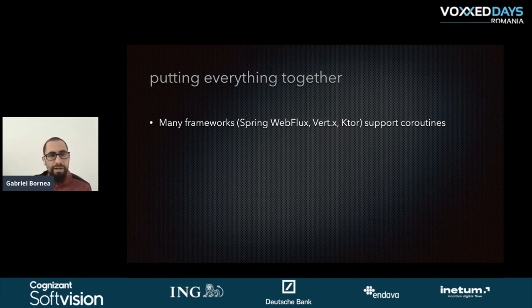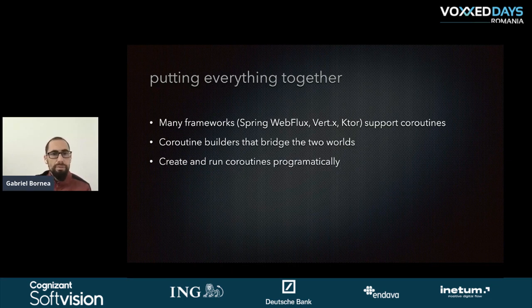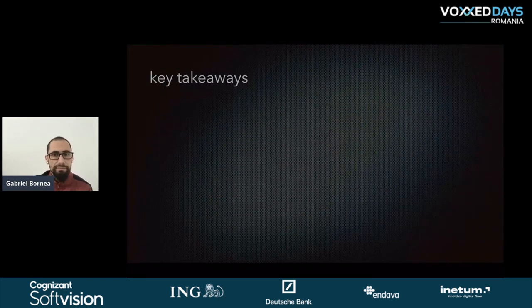Now, many frameworks already have support for suspend functions. Spring Framework has very good support. Vert.x has very good support. Ktor was built with suspend functions in mind. However, if you cannot use any of these frameworks, you can use coroutine builders, and coroutine builders basically bridge the two worlds. And if you cannot or do not want to use this, you could also create and run coroutines programmatically.